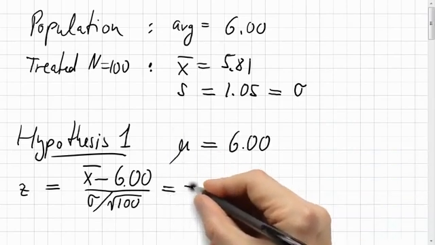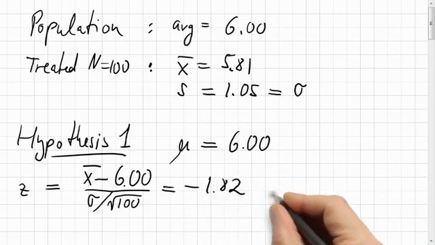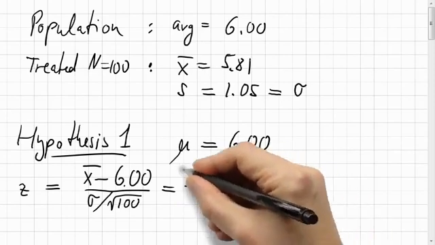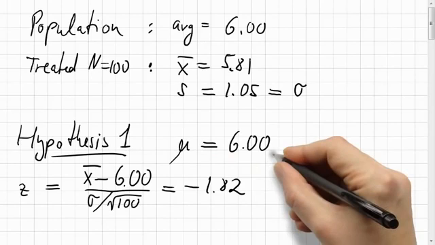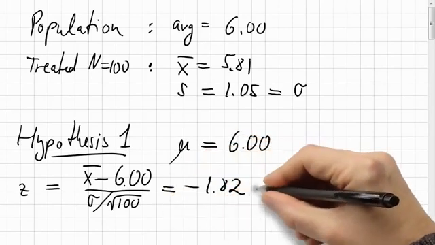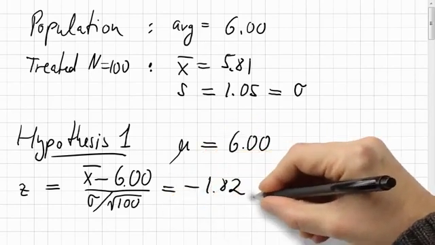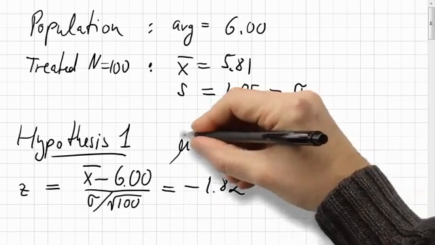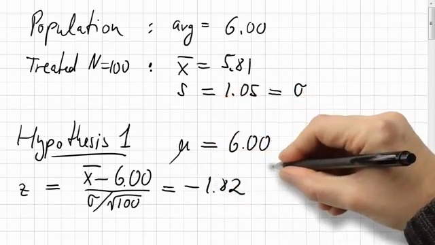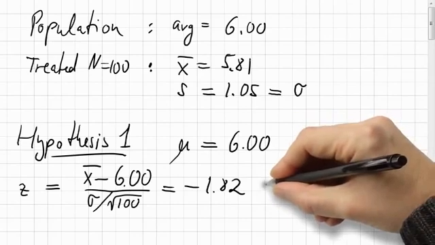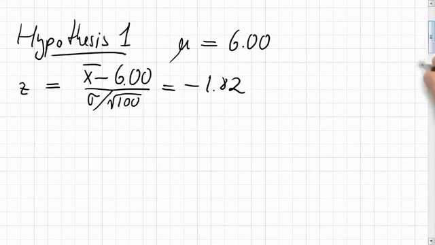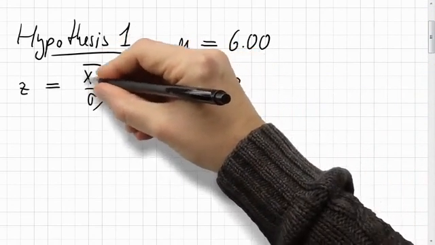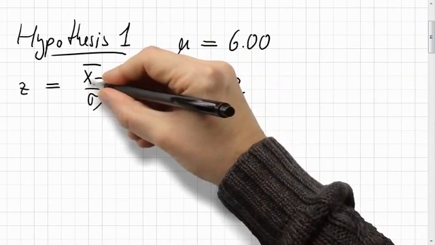This is minus 1.82. And the basic trick in statistics now is to check what the probability is of this value occurring given this hypothesis. We try to show that this value is highly improbable and hence this hypothesis cannot hold. That's what we're trying to show. Let's see what happens. I still have to explain why I form this strange looking fraction.